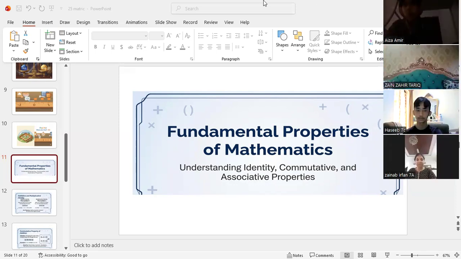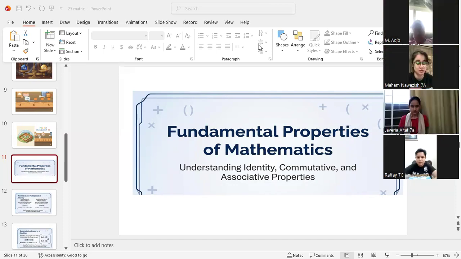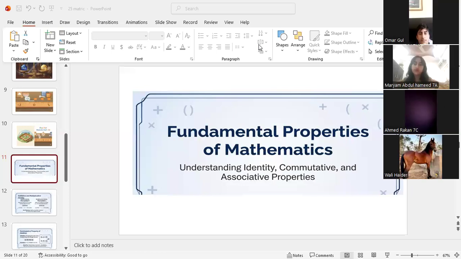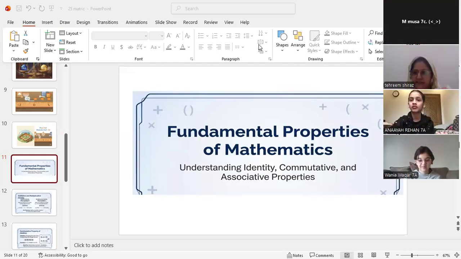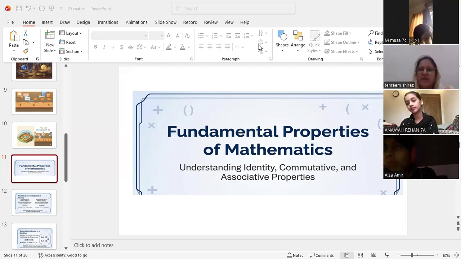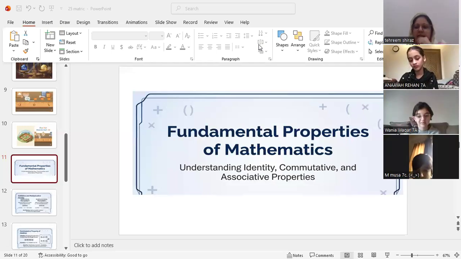One boy is also raising the hand. Out of many, only one boy raised the hand. Yes, yes. Ahmed Rakan, please turn on the camera. Where is Muhammad Musa? Yes, yes, Muhammad Musa. Ma'am, identity means recognition. First of all, turn on the camera. Identity means recognition. Okay.